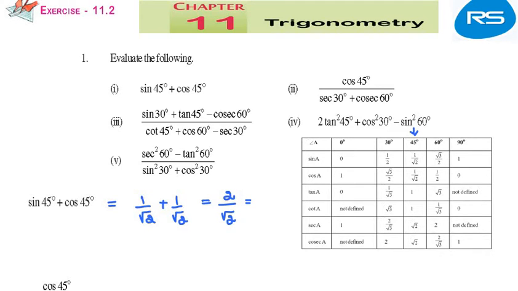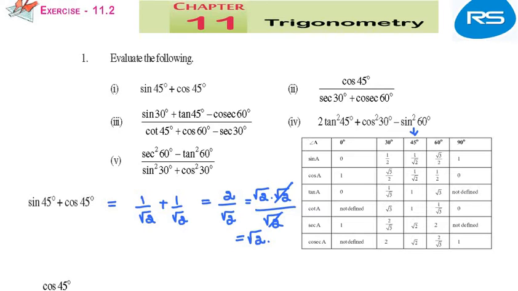So I can write 2 as root 2 into root 2. Root 2 into root 2 is 2. So one root 2 will get cancelled. So ultimately what is the answer? Root 2 is your answer. So this is all about the first sum. Come to the second sum.